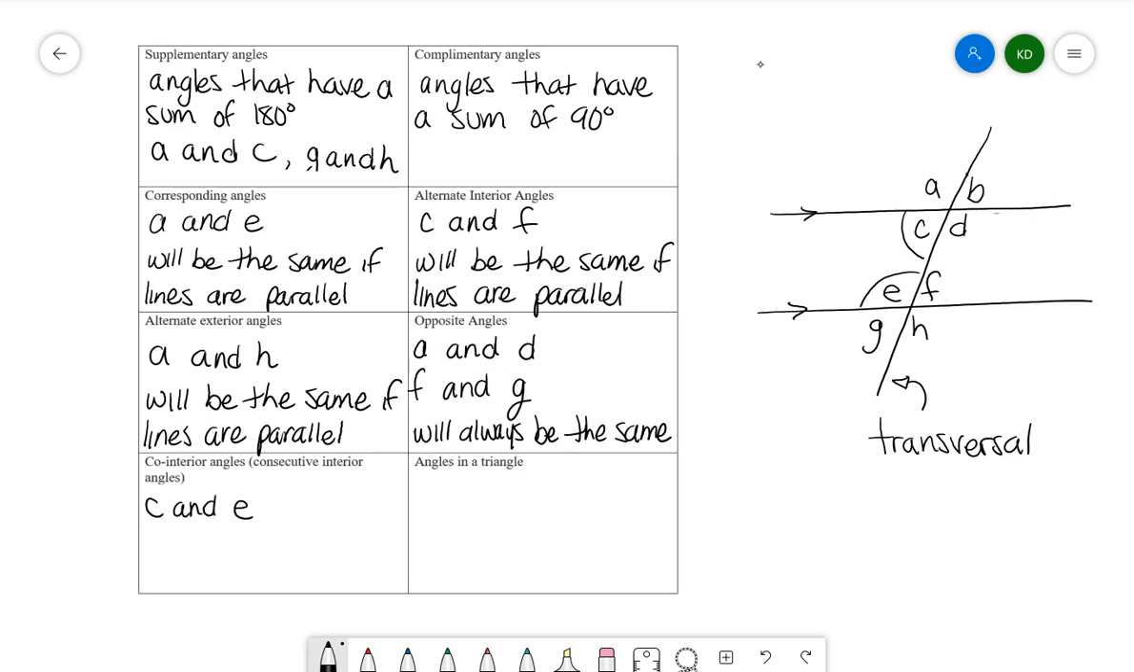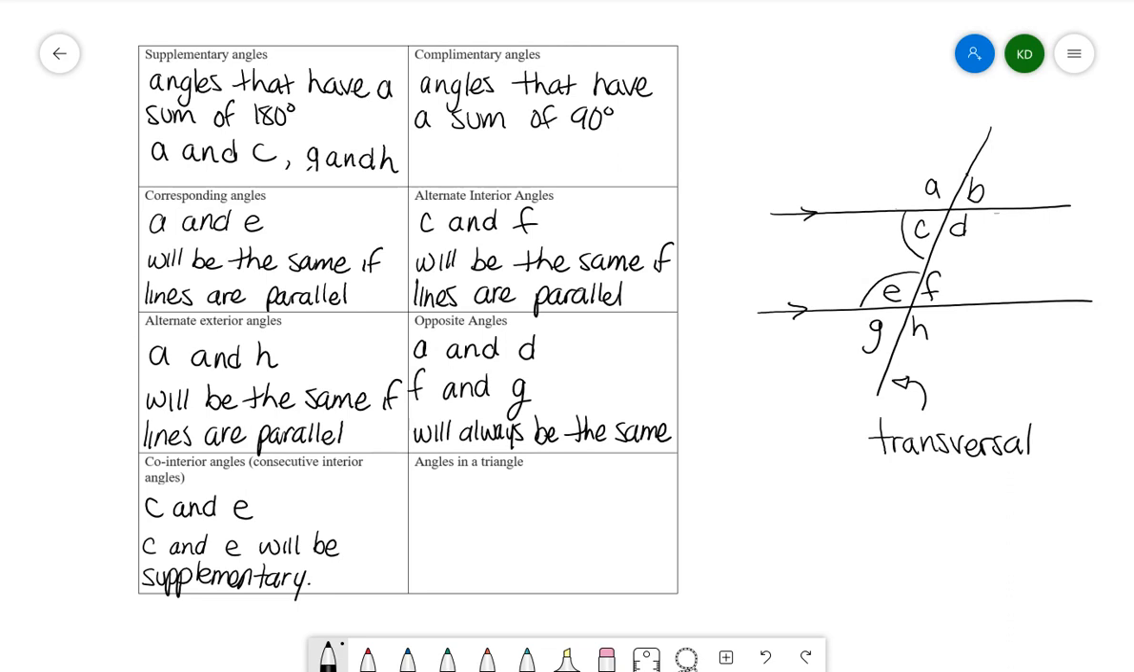If two lines are parallel, then what we will always notice is that C and E are going to be supplementary angles. Which again means that they are going to have a sum of 180 degrees.